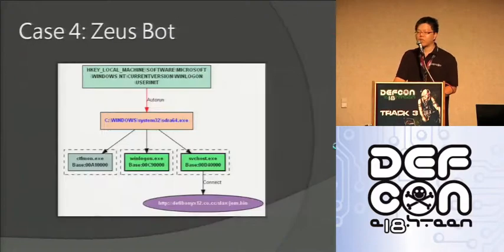So the last one would be the Zeus bot. It's also another malware that we studied. And this one is a very famous one as well. You can see that it's trying to use the Winlogon Notify, through the registry key, and then it will infect every process you have on the system, and then it will connect to a CNC server. Then you will become a bot.